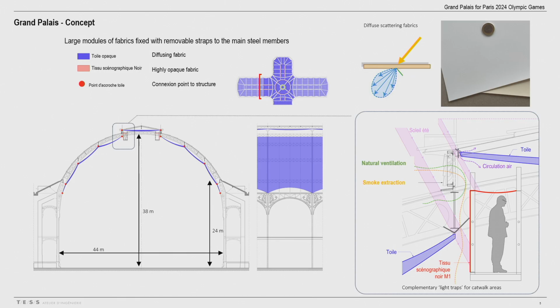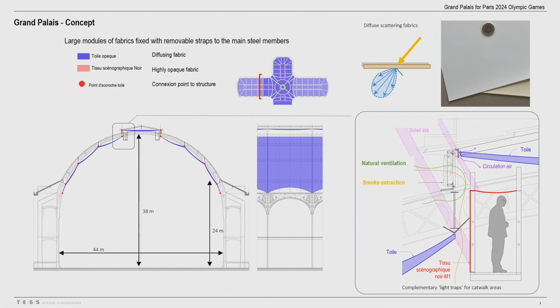Let's look at the concept that was developed for this project. Here you see a section of the building with a span of 44 meters. The concept was using big modules of fabric that were hung with straps to the existing steel members. You see here it is symmetrical.